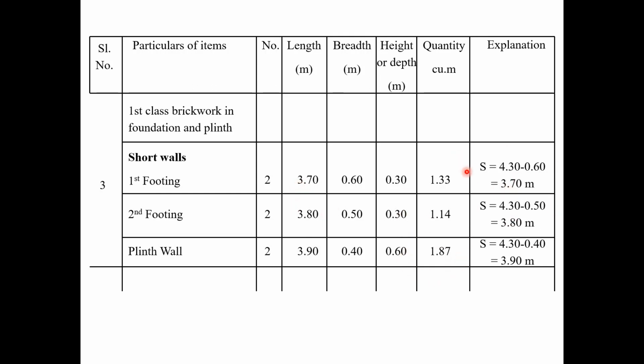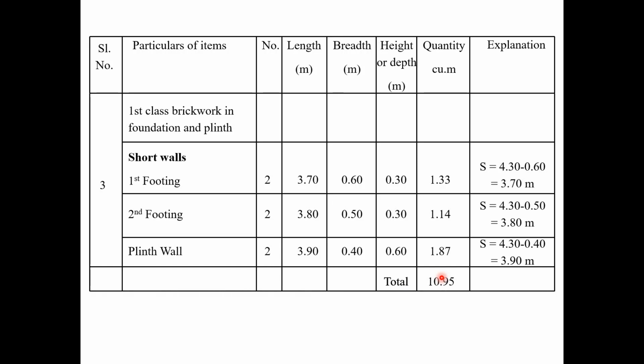Now once we have done the calculation for the short wall also, that is for the foundation, brickwork in foundation for plinth as well as the first course and second course, for both long walls and short walls, by considering the previous slide and this slide, I can now arrive at the total quantity. How do I arrive at total quantity? It is the total quantity of first footing, second footing, and plinth in the long walls, and the same thing here in the short walls, which will give us the total quantity as 10.95 meter cube of first class brickwork in foundation. Once this is done, put everything in table form.